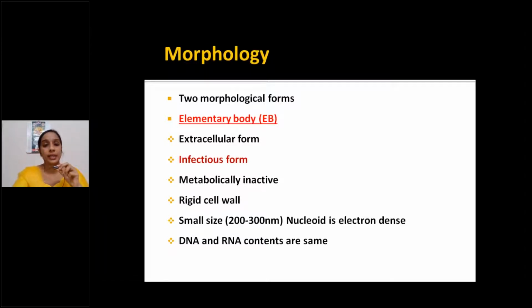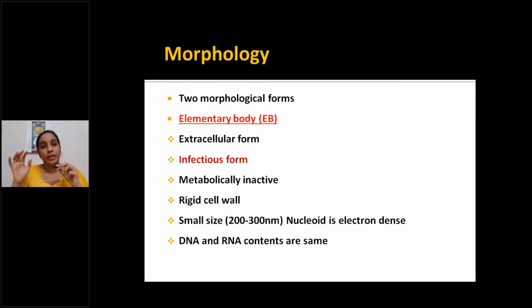Two forms. One is the elementary body. This is the extracellular form of Chlamydia. Small tip here: the elementary body is always extracellular. You can see it outside the cell. It can survive outside the cell. That is called the elementary body, and this is the infectious form. Please remember, the elementary body is the infectious form of Chlamydia.